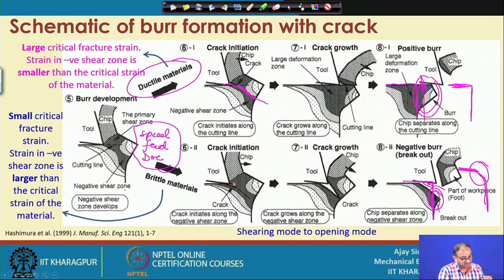So whatever we are showing here is a very, very generic idea, and it should not be copied or understood as applying to a different material, because if you change the material property, this particular mechanism will change depending on the conditions of the machining operation. So let me finish this class here.